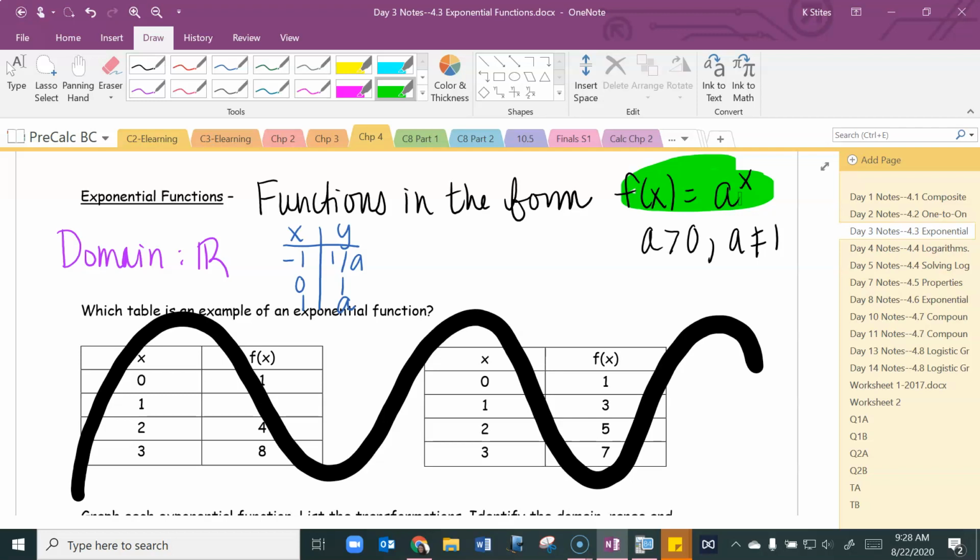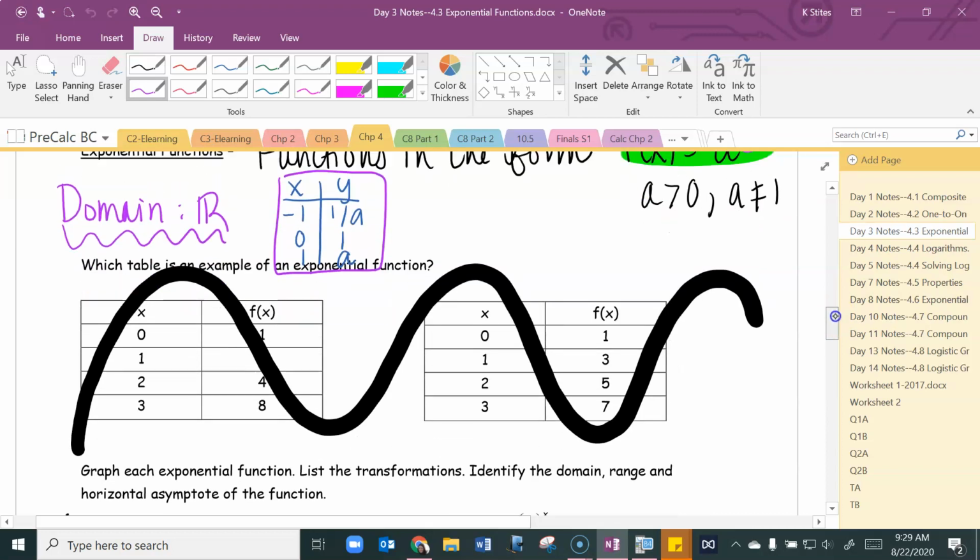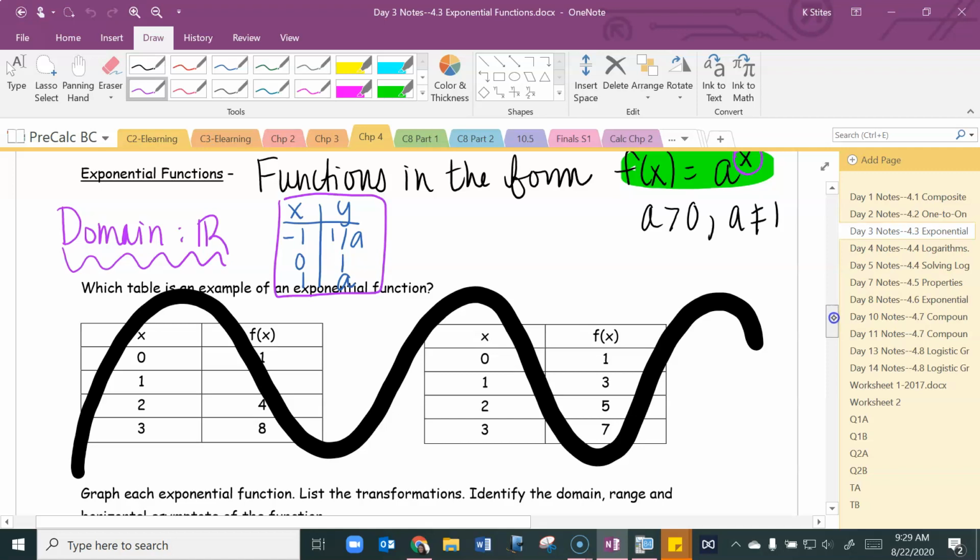Other things that are true about exponential functions, the domain is always all real numbers because you can plug any value you want in for x here. You can have a negative exponent, positive exponent, doesn't matter. And also when you're creating a table of an exponential function, what happens is when you plug in a negative 1 for x, that negative exponent will bring our a down to the denominator, so 1 over a. When you plug in a 0 for x, a to the 0 power, that's always a 1. And when you plug in a 1 for x, we'll just get a. So this will be true for all exponential parent functions.